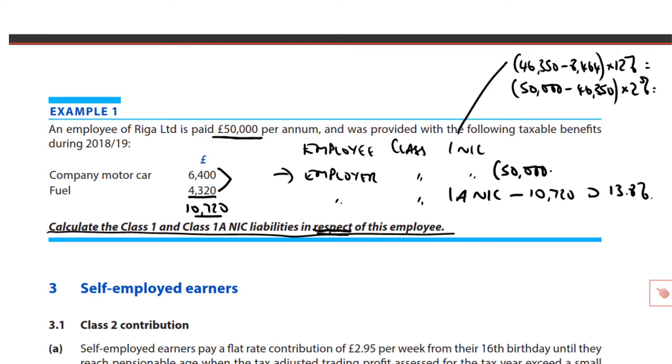50,000, the full extent of the employment income, minus the only threshold limit that applies, the 8424. I think I put 8464 up there as well. I'm going back to old figures, my apologies, hope you didn't get confused on that, that's 8424 there. So 8424 up to 50,000, that is all at 13.8% there.